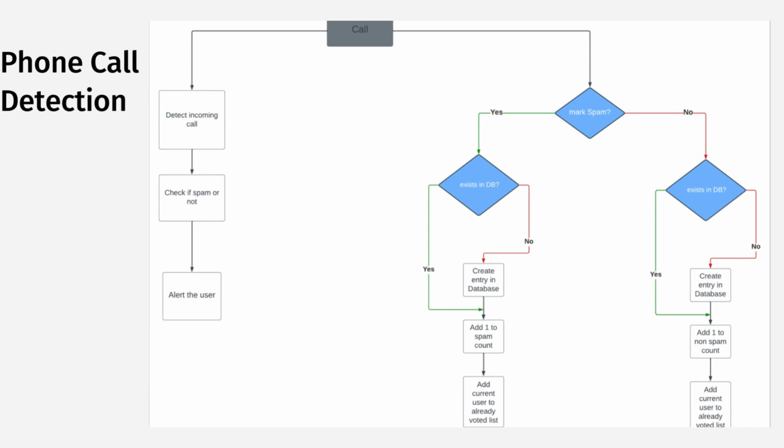For calls, first we detect whether a call is made in real time, and then we check using our database if it is a spam caller or not. Also, we provide a voting feature where users can flag a number as spam or not, which helps us in decision making.